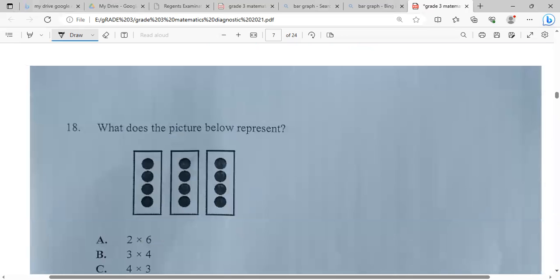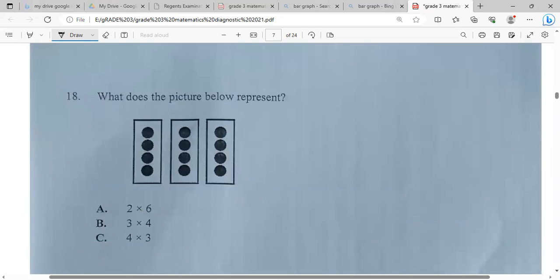All right, number 18 says, what does the picture below represent? This can be a little bit tricky for students. So first, we're going to see there are groups of 4, right? And how many groups are there? 3 groups. So we know that it's 3 groups of 4. Don't be tempted to put 4 times 3. So it's 3 groups of 4. It's not 3 inside, right?